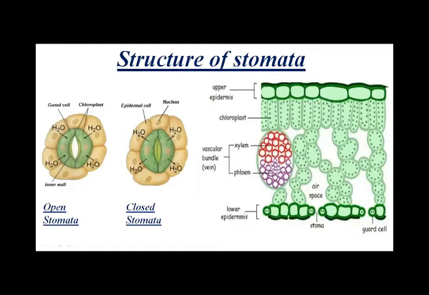Similarly, this is the structure of the stomata. This is the outermost structure. This one is the open stomata and this is the closed stomata. During the transpiration process, water will move in or out, so there is an opening. This is the guard cells. When there is no opening, the stomata will be closed with the help of the guard cells. Now when we talk about the internal structure, this is the internal structure of the leaf.